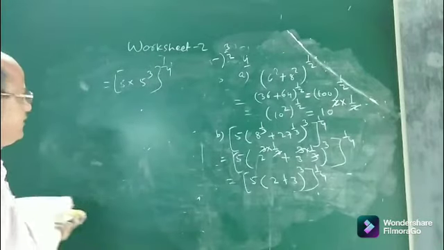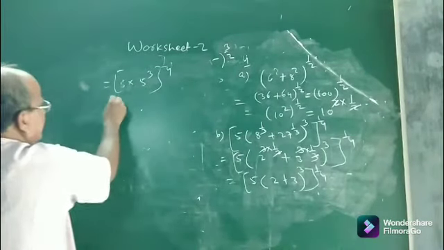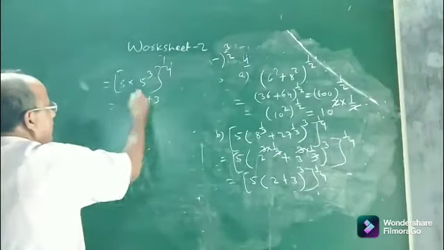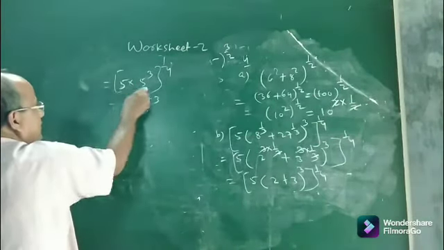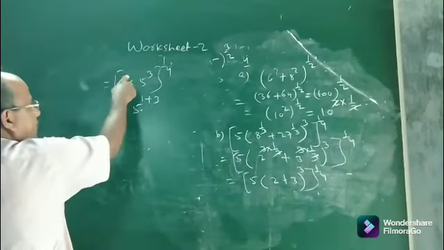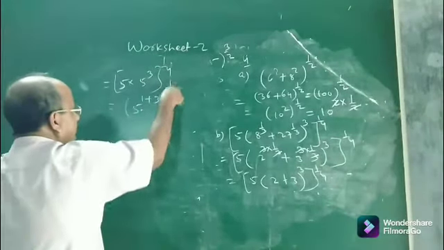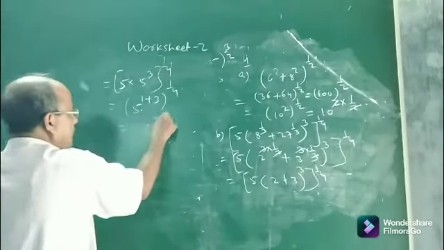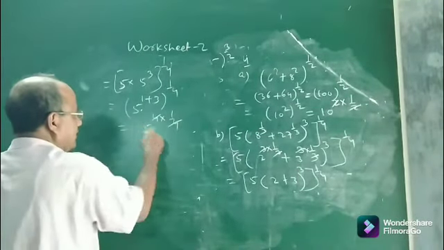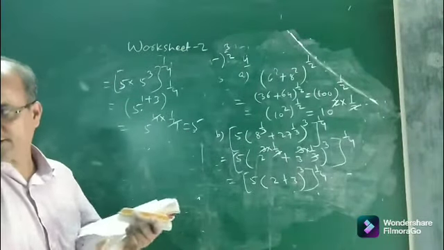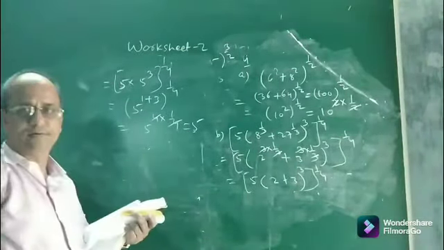5 to the power, see, this is 5 to the power 1 plus 3. Because you see, here the base is same, here power 1, here power 3. As they are multiplied, so it will be added: 1 by 4. Now 5 to the power 4 into 1 by 4. 4 cancel, the answer is 5. You see. So what will be the answer? The answer will be 5.